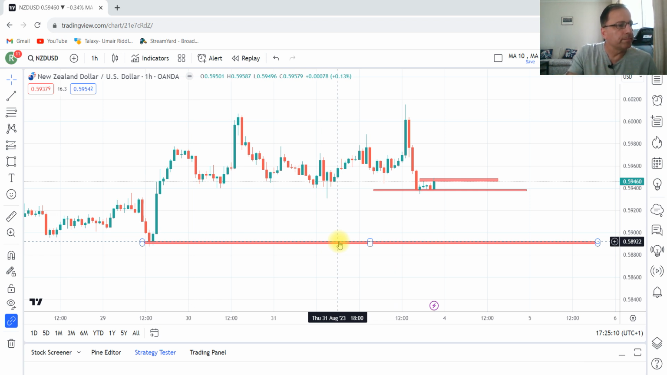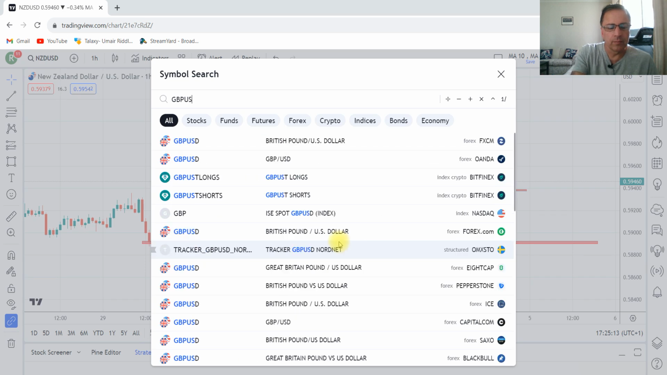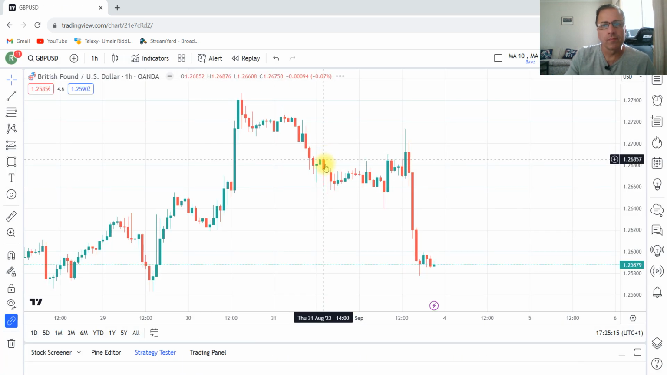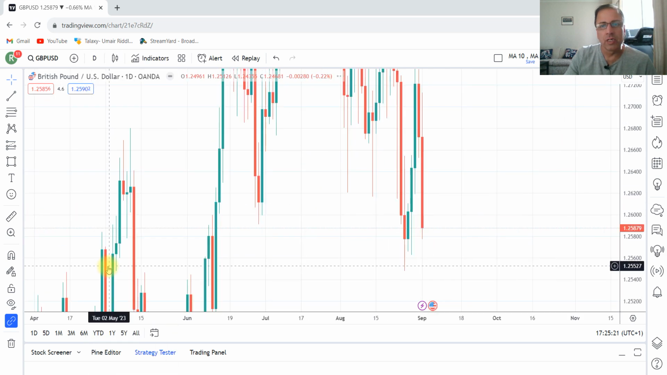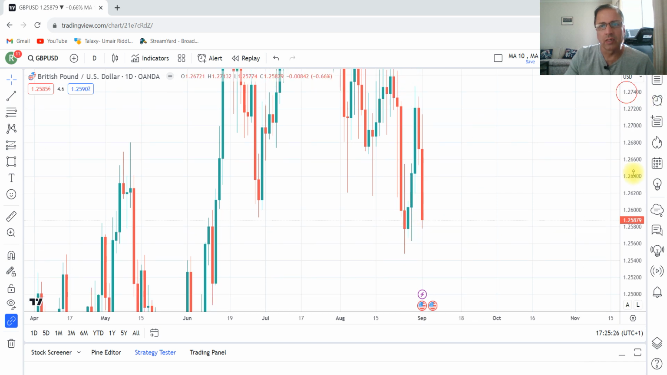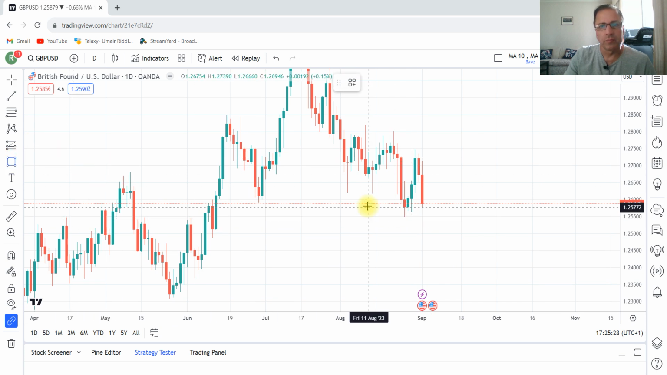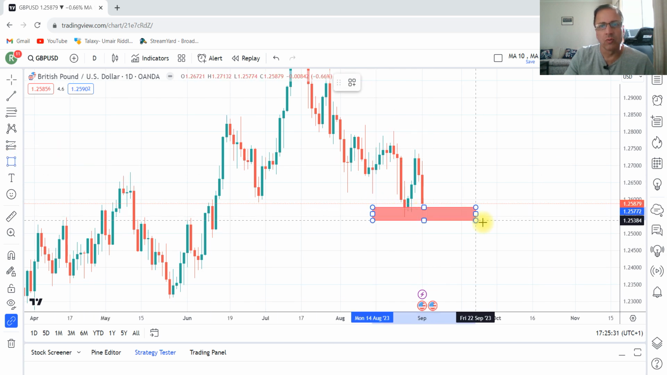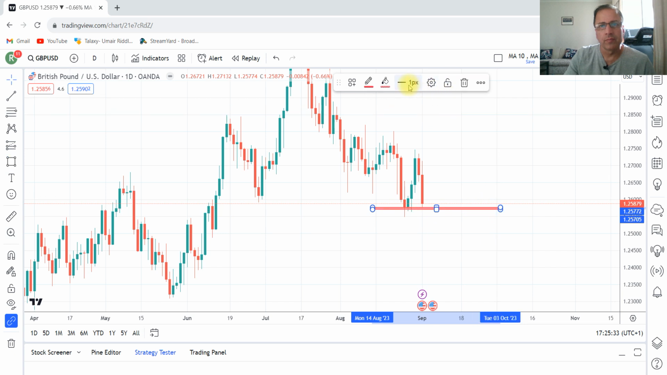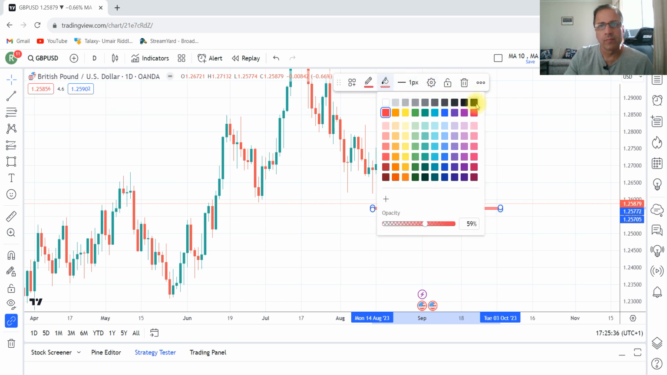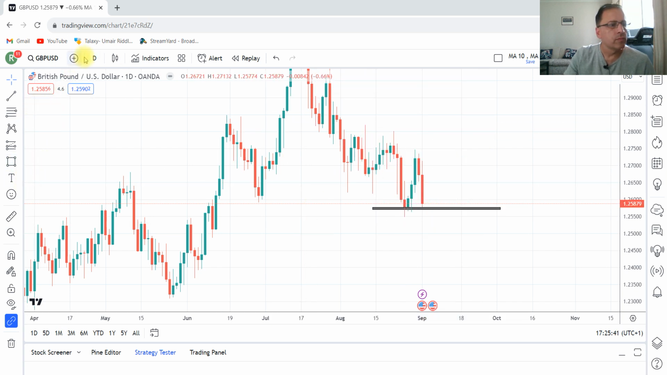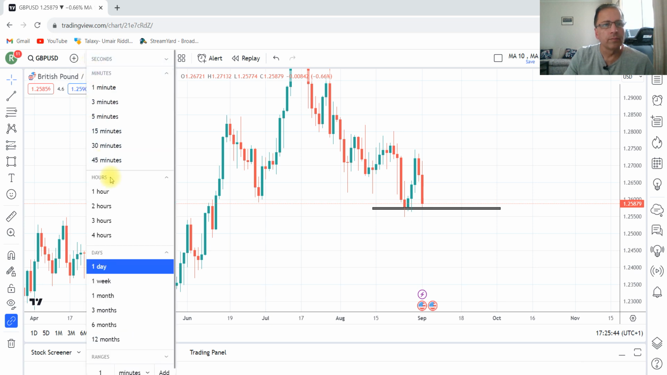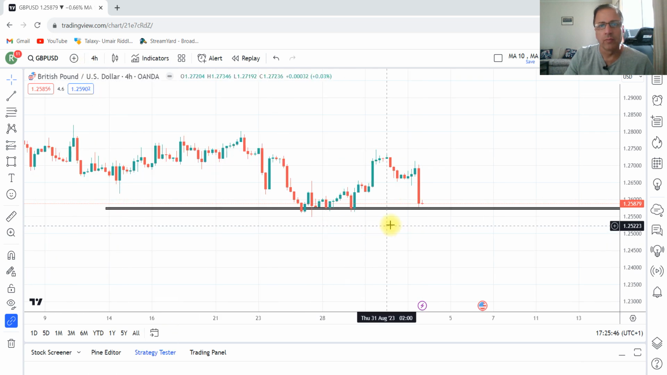Next pair is GBP USD. Daily time frame quickly, it's very close to this. It's at a daily support at the moment, actually. Let's have a look at 4-hour time frame.